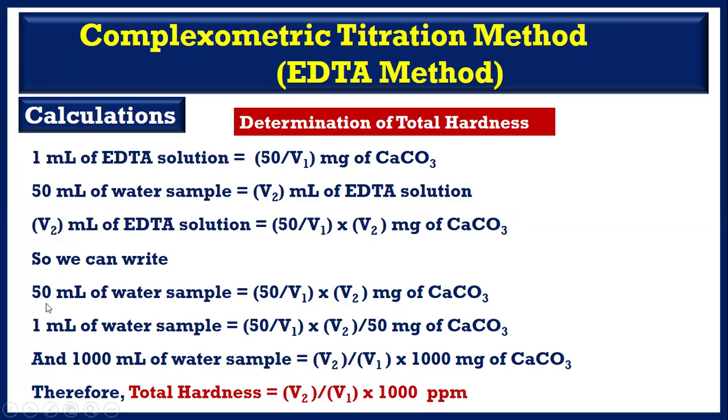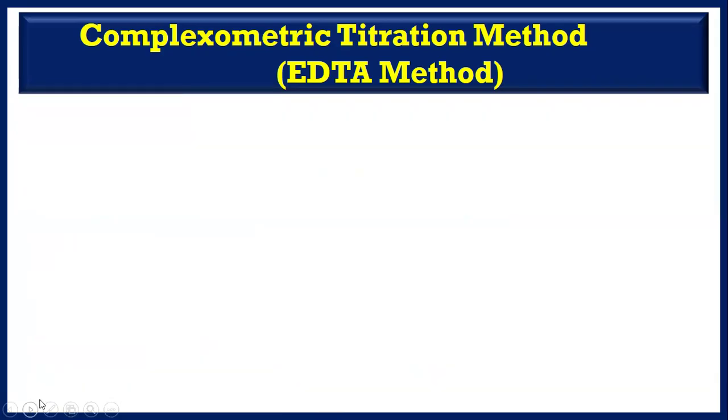So we can write here that 50 ml water sample is equal to 50 by V1 into V2 milligram of calcium carbonate. For 1 ml, this changes to 50 by V1 into V2 by 50. So 50 and 50 cancel out. And for 1000 ml, we can write it as V2 by V1 into 1000. Why are we multiplying by 1000? Because hardness is calculated in ppm, parts per million or milligram per liter. So to convert it into per liter or ppm, we multiply by 1000. Therefore, the total hardness is V2 by V1 into 1000 ppm.